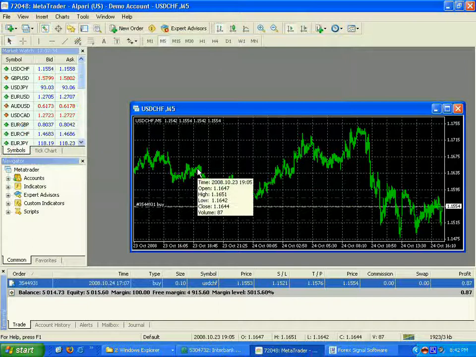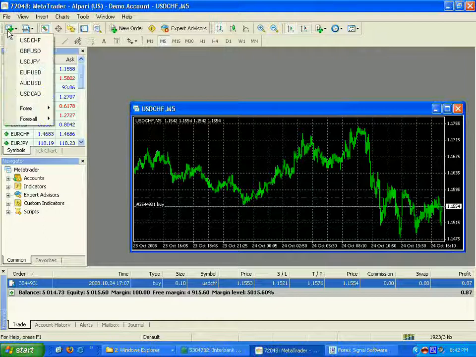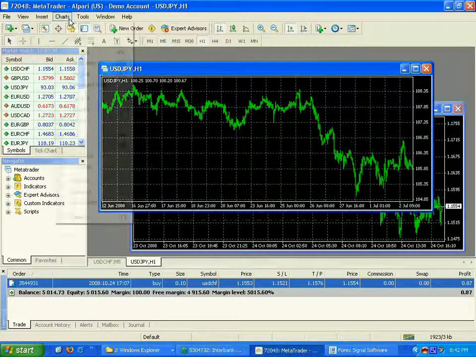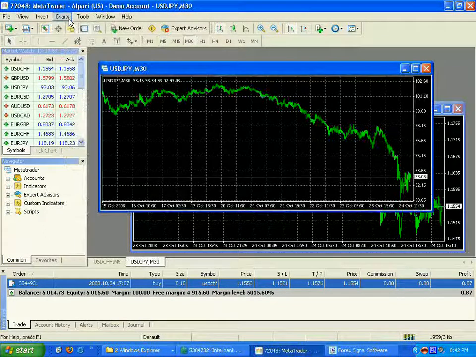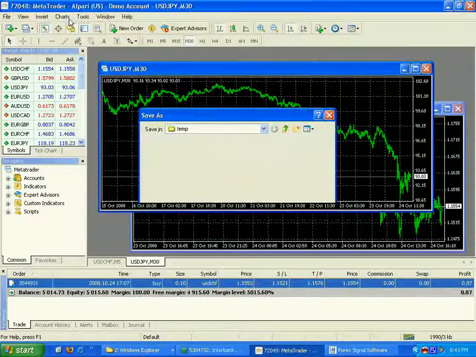and over here you notice that the order went through. Now, since we're done with USD CHF, AutoFxK is moving to the next chart, which is the USD JPY. And here you see it's for the 30-minute frame. It's extracting the data for this chart now, and it's going to switch to Forex Killer. Repeat the same process all over again.